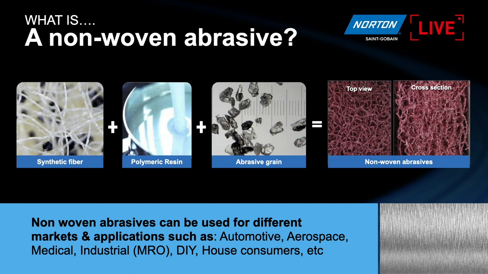We see a wide list of applications on the screen right now, everywhere from the house to high-tech industries. These products can be used, and they deliver the type of finish that you can see on the bottom right corner there. But not only can they be used on metals, they can be used on woods, plastics, glass, fiberglass, everything. And if we take it to the next slide, please, Martin.